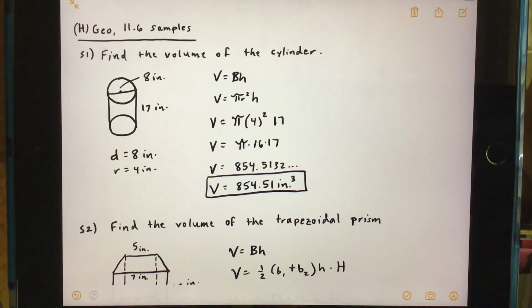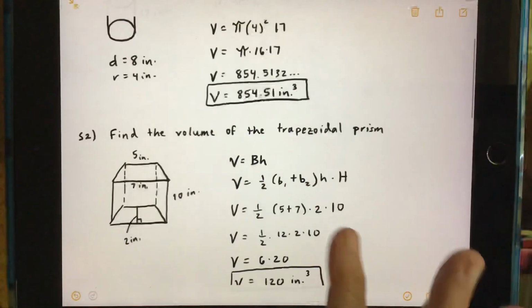On your calculator, when you plug in pi times 16 times 17, you should see 854.5132, and it goes on from there. Rounding off to the nearest hundredth, the volume would be 854.51 inches cubed. And remember, I am using 3.14 for the value of pi, not my pi button, since not all of your calculators have that pi button. That way we can be consistent with the values we're getting.